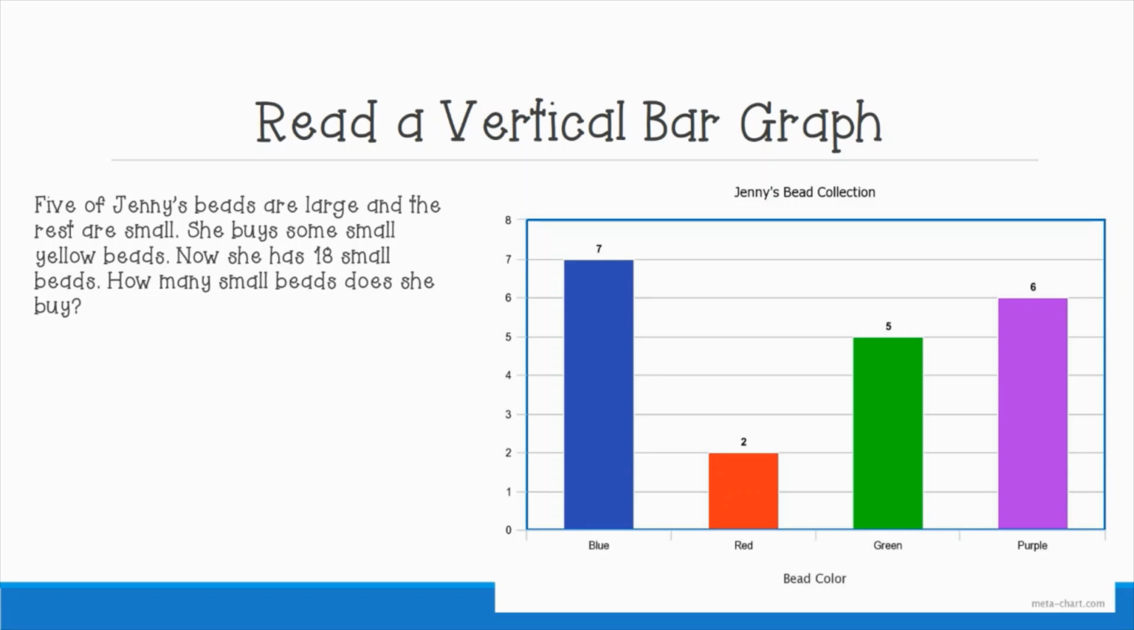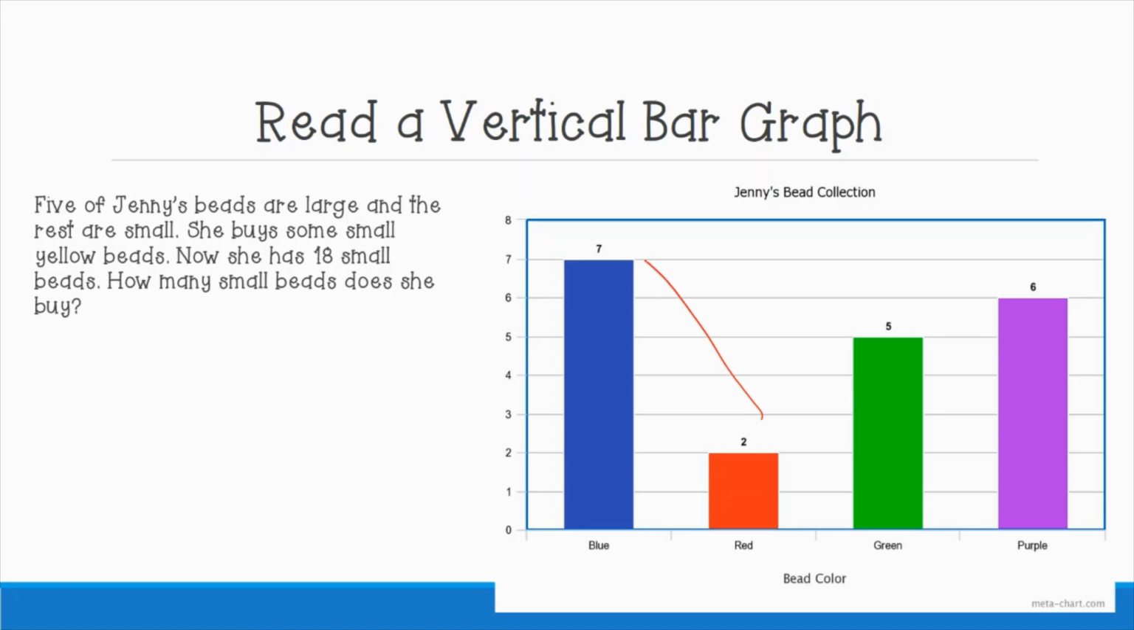Well, this one's a little bit trickier because in order to figure out how many she has that are small to begin with, we need to know the total number. And then once we figure out how many she has that are small, then we can figure out how many more small ones she buys. So let's start with just figuring out her total number of beads.